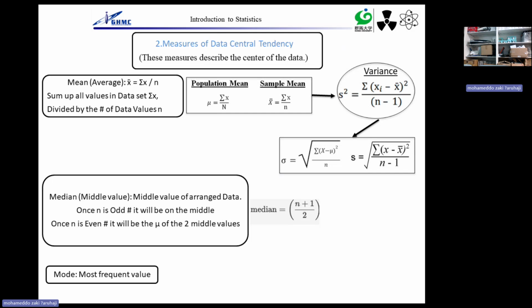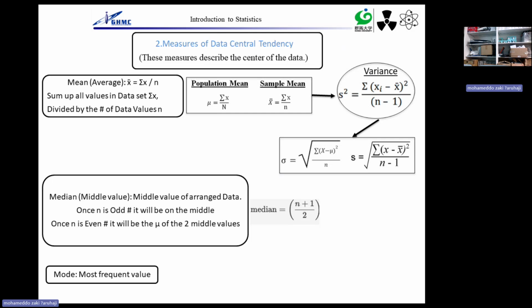So let's say, for example, I have this data set: 2, 1, 4, 2, 5. Can you see? Yeah. Now I want to find the mean first. So what is the mean?